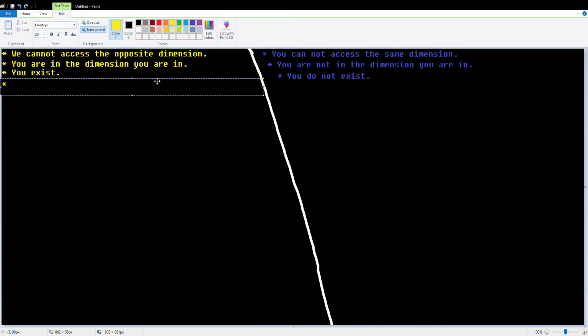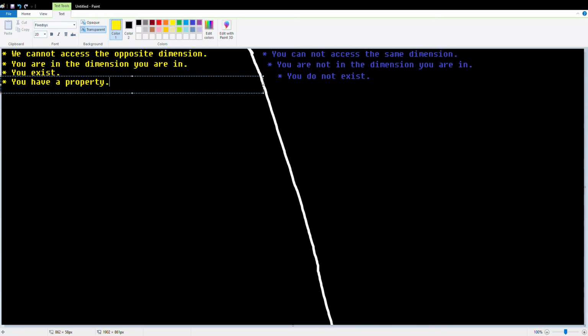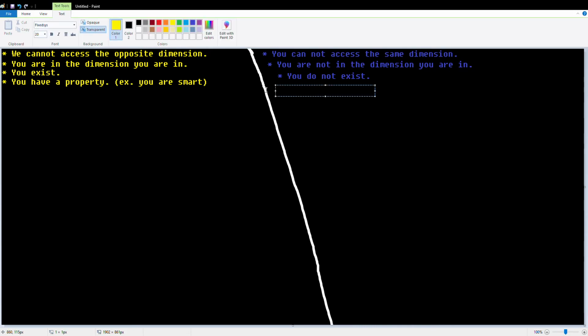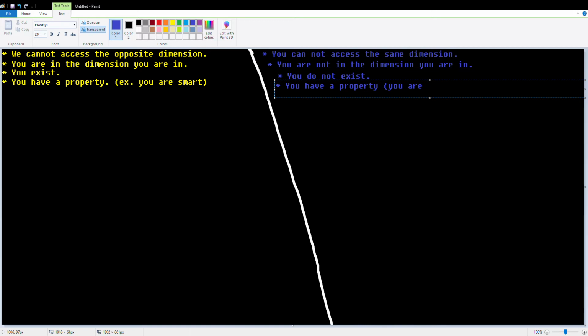Next up, we're going to go to our next thing. So, in the opposite dimension, you do not exist, right? But in our dimension, you have a property. Example, you are smart. So, if you have a property such as being smart in our dimension, then in the opposite dimension we can say you have the property, you are idiotic. Now, this does not make sense, because idiotic in the opposite dimension is smart, which doesn't make sense, right?